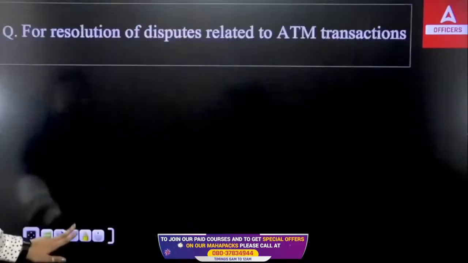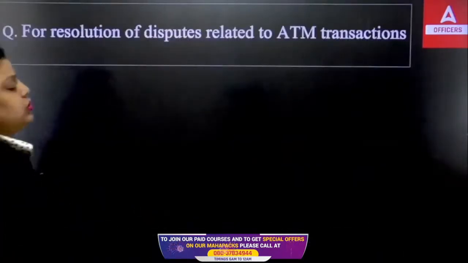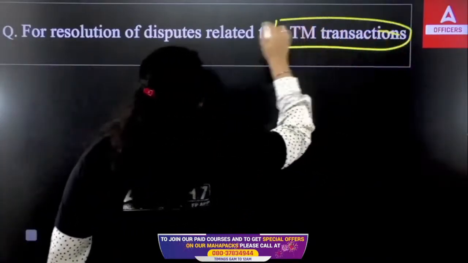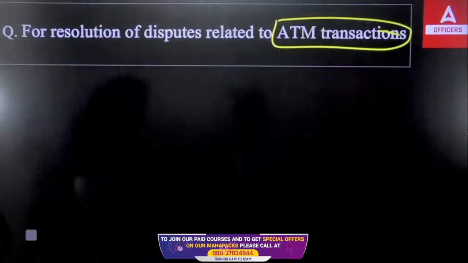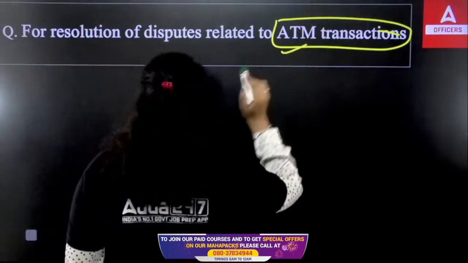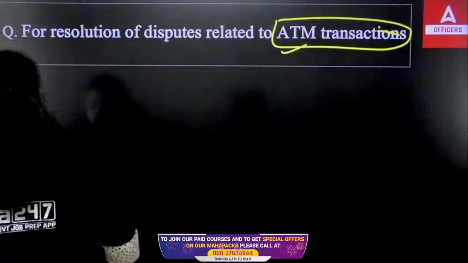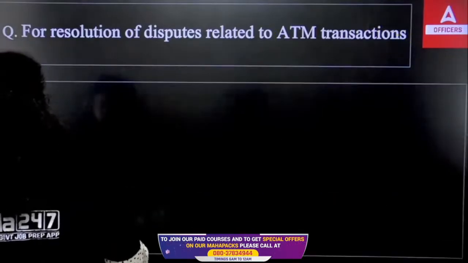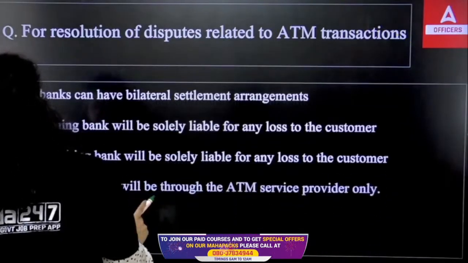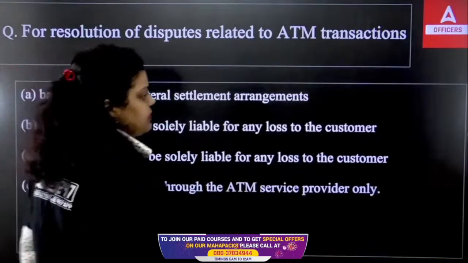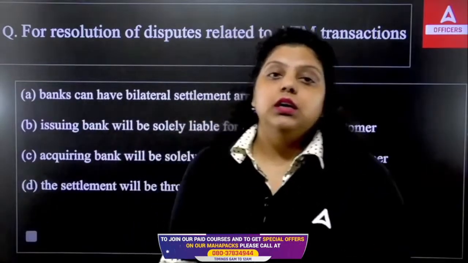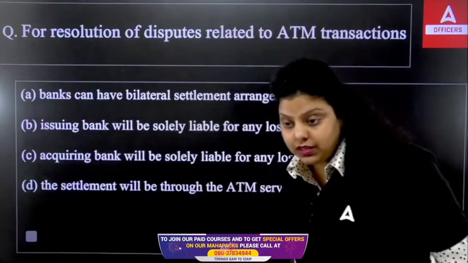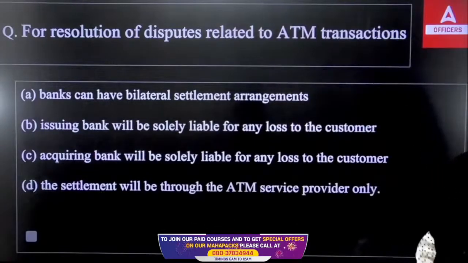Next. The next question is talking about resolution of disputes which are related to ATM transactions. For resolution of disputes related to the ATM transaction, what does the bank have to do? The conditions have been given here. Now, ATM is an automated teller machine. There are multiple types of ATM available: white label, brown label, pink label, yellow label, orange label, green label ATM, and apart from that you have worksite ATM also, on-site and off-site ATM. So these are all the types of ATM.